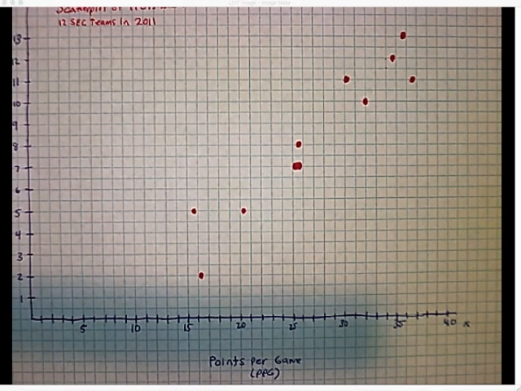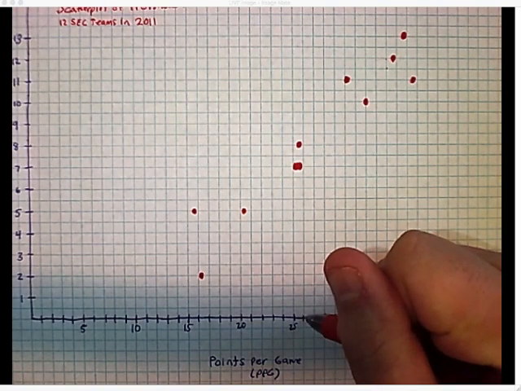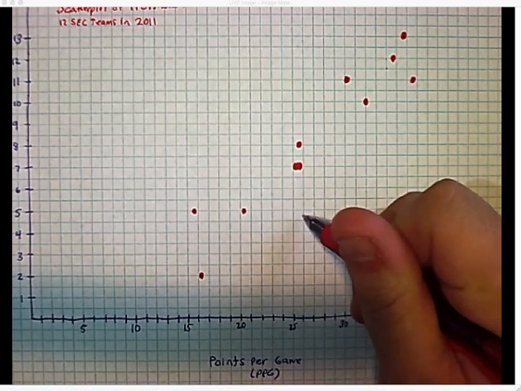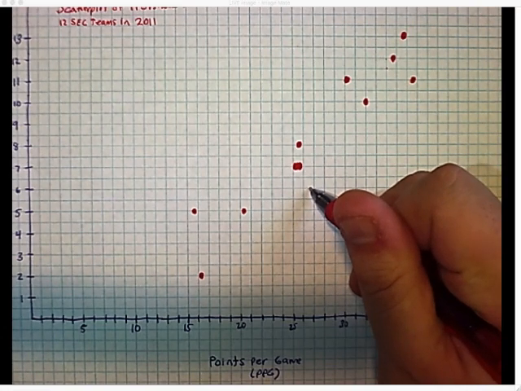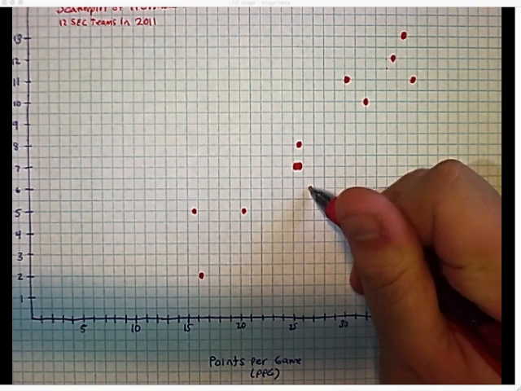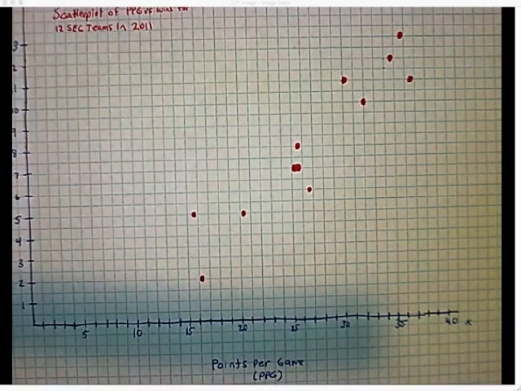And Vanderbilt had 26.7 and 6. 26 and 6. So 26.7 and 6. So this right here is a scatterplot. That right there is a scatterplot.